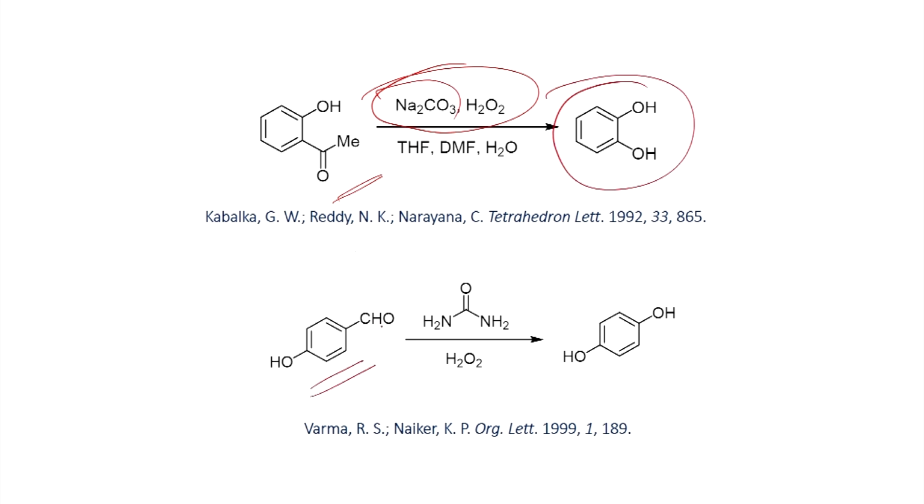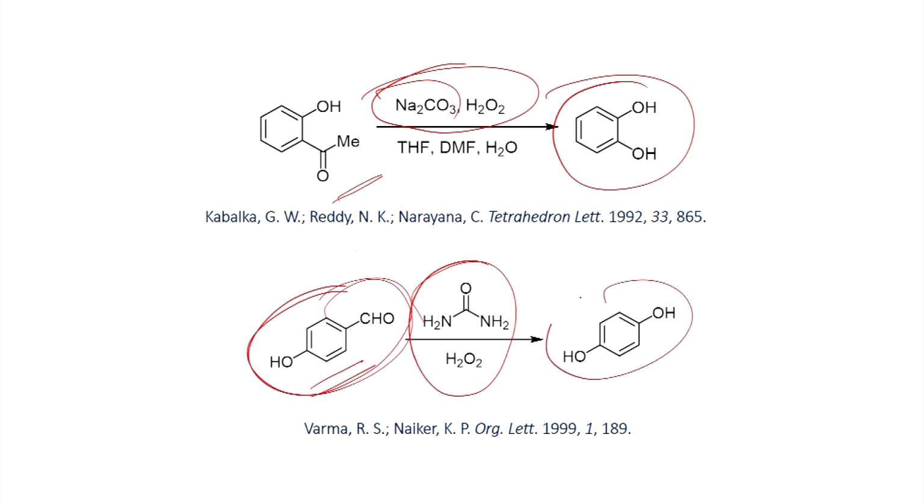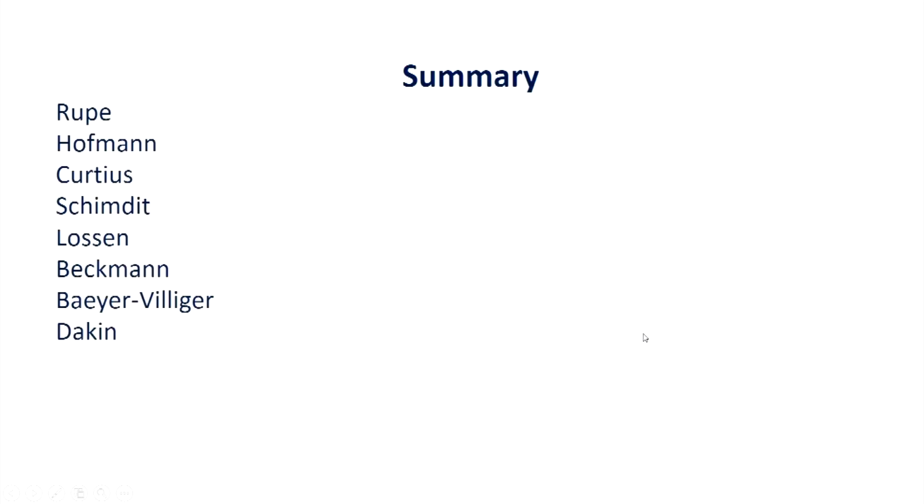Similarly, here the rearrangement of this para-hydroxybenzoate is shown. When you react it with urea hydrogen peroxide, which is also commercially available, as we have seen, it can also undergo rearrangement. You will be able to form the 1,2-dihydroxybenzene as the product.